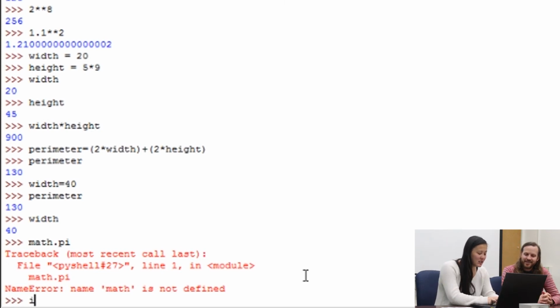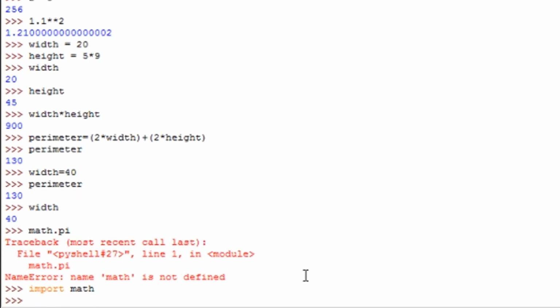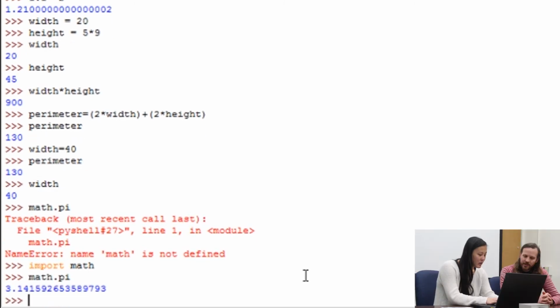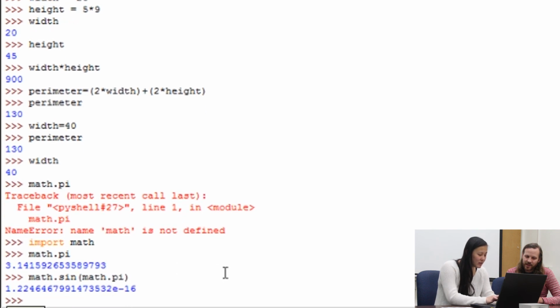So let's go ahead and import math. Hit enter. It does the thing. We'll do math.pi again. And this time it gives you an actual number for math.pi. Cool. So essentially now we can do sine, for example. It's for trigonometry. We could do sine of pi. So it gives you what you're calculating.